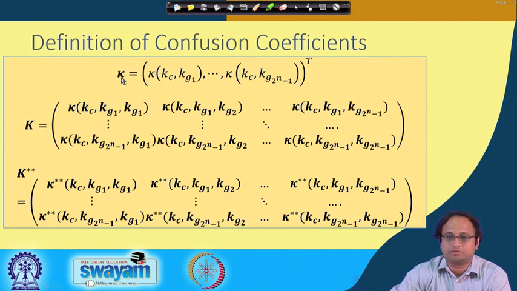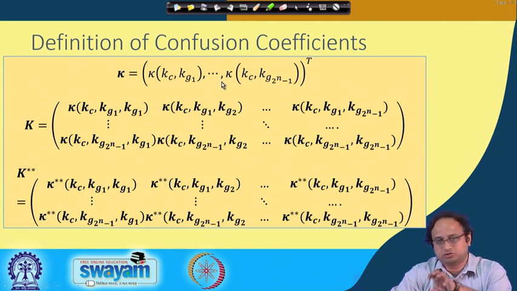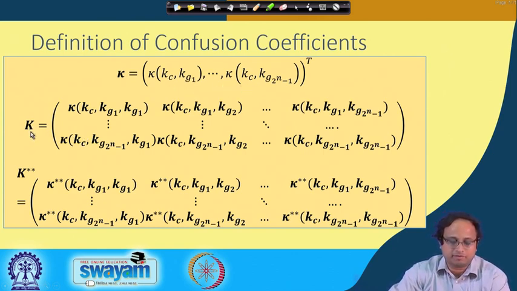This is your kappa, from 1 to 2 to the power of n minus 1, that means for all the wrong key parts. Remember that you are guessing only a part of the key, and not the entire key, so this exhaustive analysis is possible. If it stands for 256, suppose you are doing it for AES, then kappa will have 255 values. You calculate kappa of KC with KG1, KC with KG2 and so on. Then you calculate the matrix K and the matrix K star star, again using some other definition of kappa.